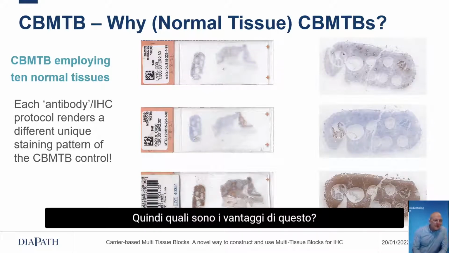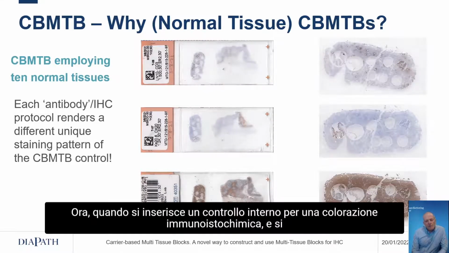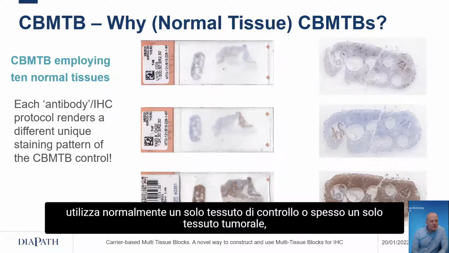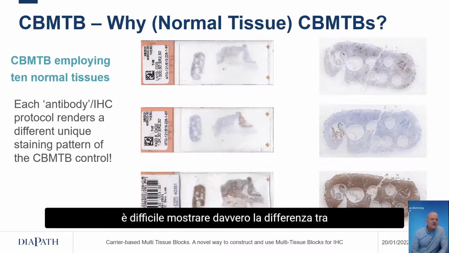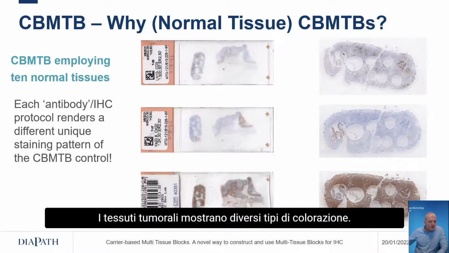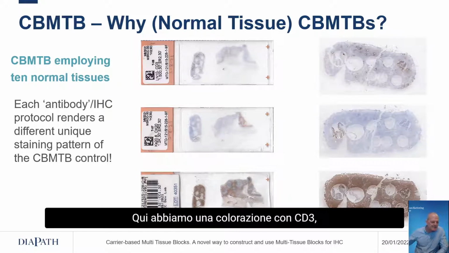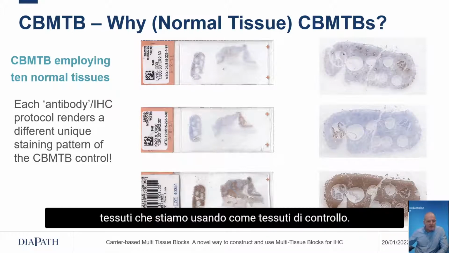So what are the advantages of this? Normally, when you do IHC controls and use just one tissue, or even one tumor tissue, it's difficult to really show the difference for some of the antibodies that we're using. Here, the demonstration is easy. The tumor tissue shows different types of staining. Here's a CD3 staining, here is a CK20 staining, and this is a cytokeratin staining. And these are the controls. Each of the controls gives a unique staining pattern with the 10 tissues, the 9 tissues that we're using as control tissues.